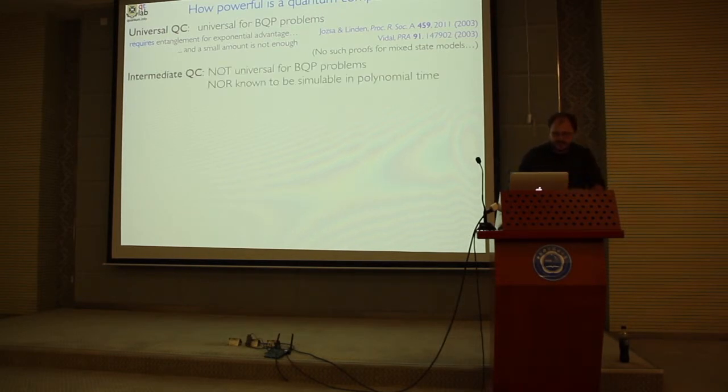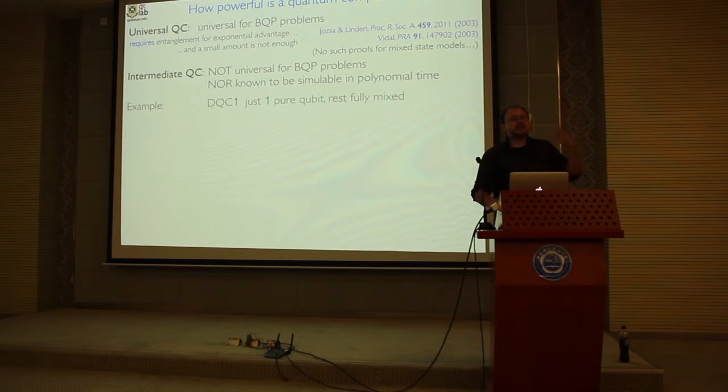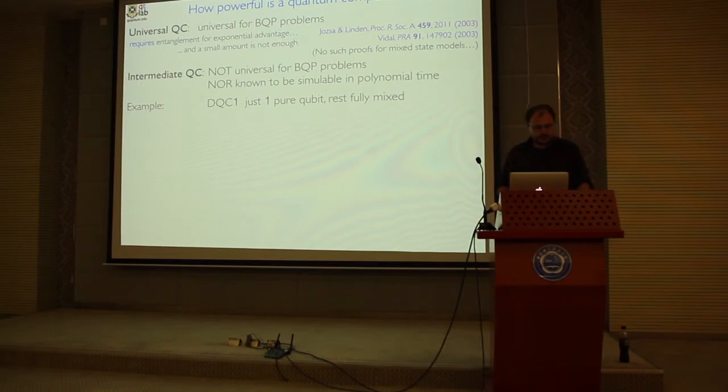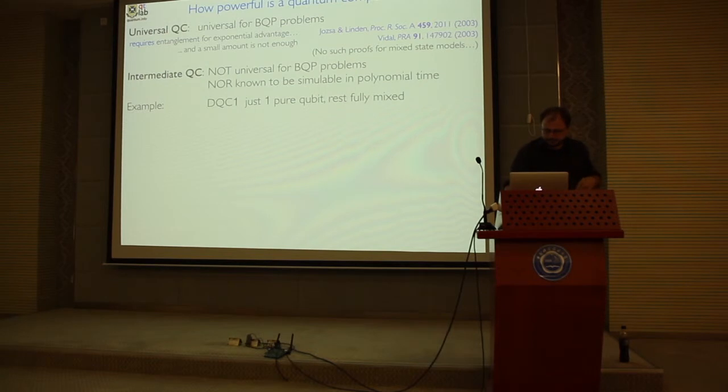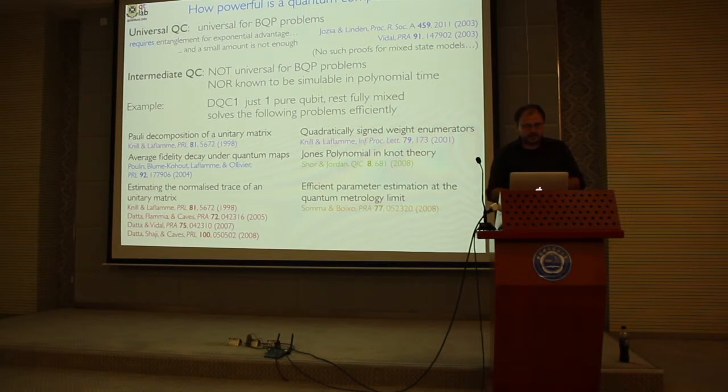And so there has arisen something that we can now think of as intermediate quantum computing. These are things that aren't universal quantum computers, but they all solve problems that we don't have any efficient classical solution for. And the granddaddy of them all is DQC1, deterministic quantum computing with one pure qubit. So you take your working quantum computer you've bought from the corner store, you throw away all the pure qubits, and you send it one pure qubit, and all the rest are fully mixed, and you operate the computer. And that's been shown to solve a whole host of problems efficiently, I think my favorite being the Jones polynomial or knot theory, it's just so unlikely.